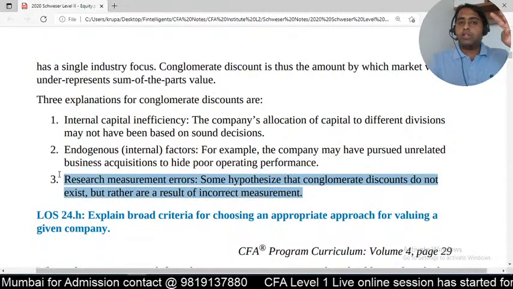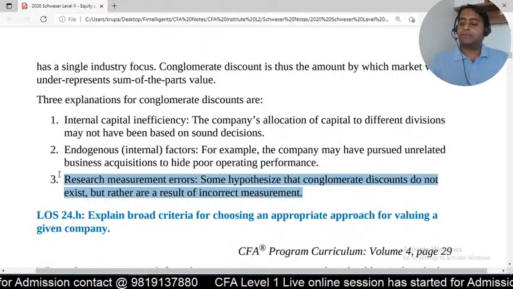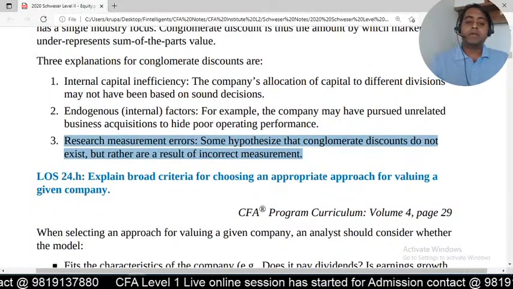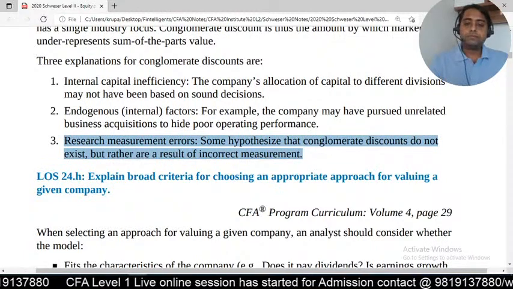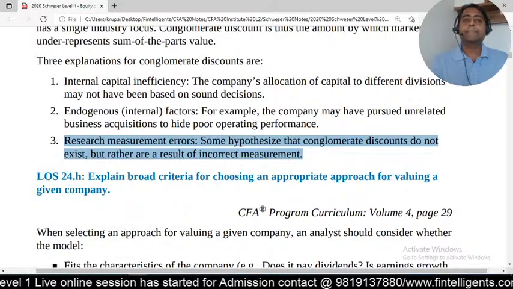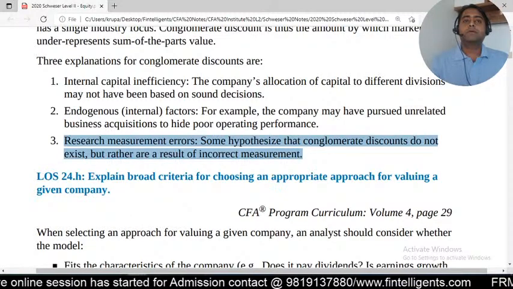Read all three pointers, very important. Mark it with a star. You can expect a question in the exam on this topic. All good?